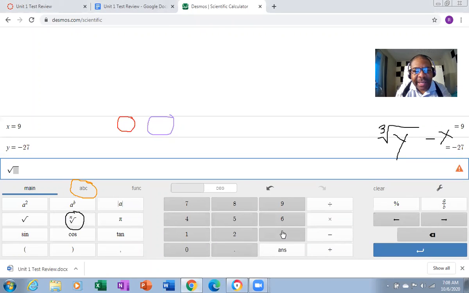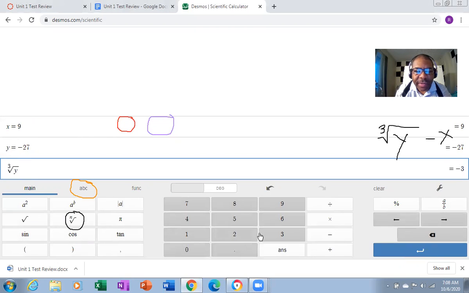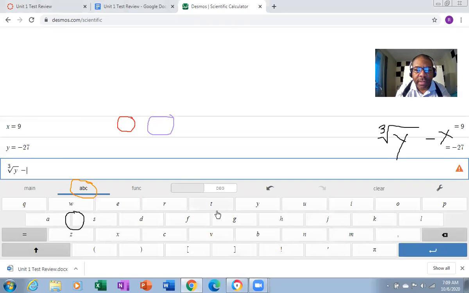This allows me to put in the index, which is cube. It's the cube root, so put in the 3. And then I can click right here to put in y. So I go to A, B, C, and I find y. Where's y? All right. Then I go back to main, and I click right to the side of the end of the radical sign, so I get out from under the radical sign. And now I can put in x. Where's x? Here we go. And it gives me the answer right here.